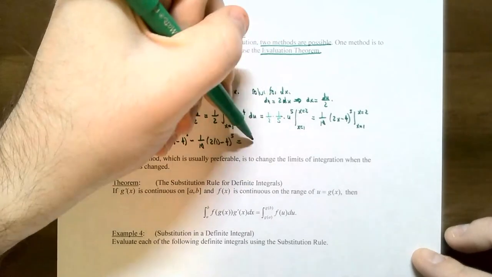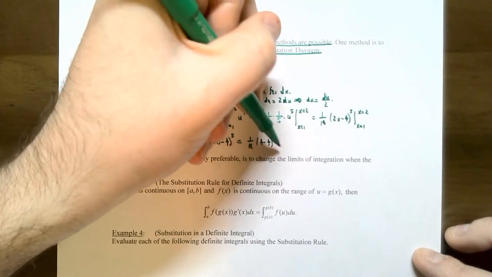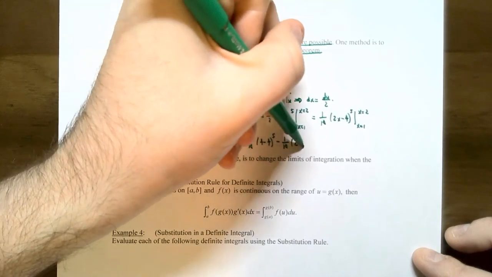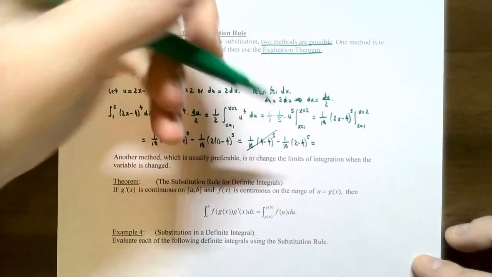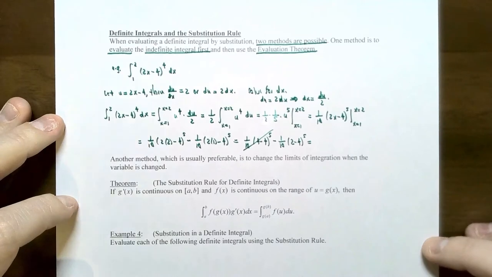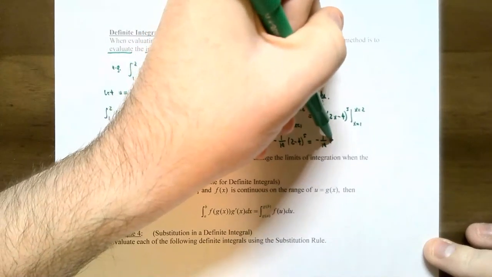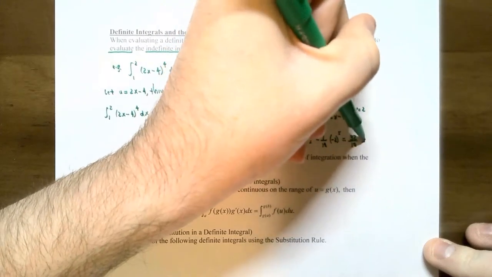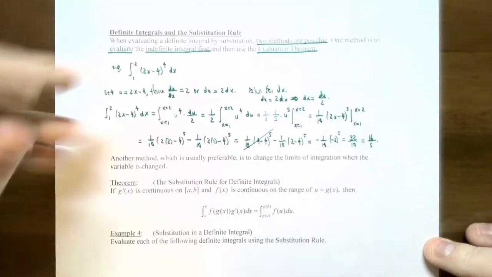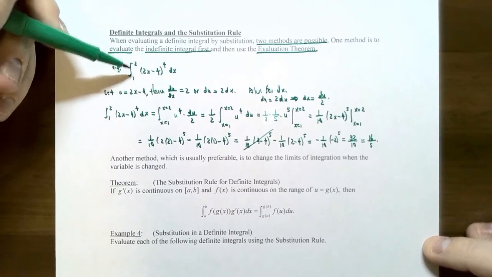So the first set of parentheses will give you 4 minus 4 to the fifth power. The second set of parentheses will be 2 minus 4 to the fifth power. Notice the first set of parentheses is just 0, so that's 0 times 1 tenth, 0. The second will be negative a tenth times negative 2 to the fifth power, which is 32 tenths or 16 fifths. So that's the area under the curve (2x minus 4) to the fourth power from x equals 1 to x equals 2.